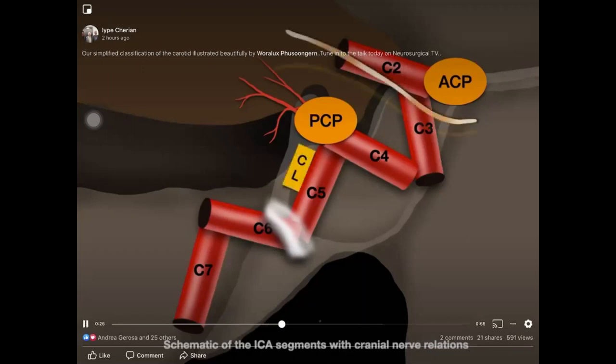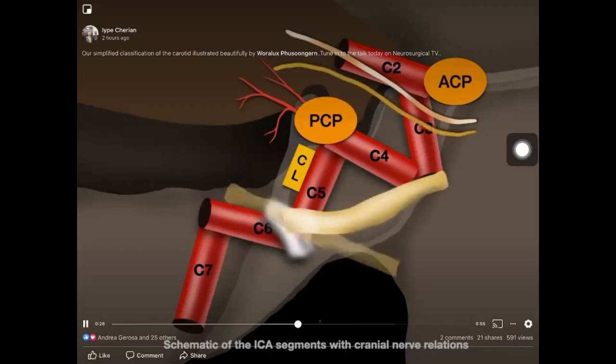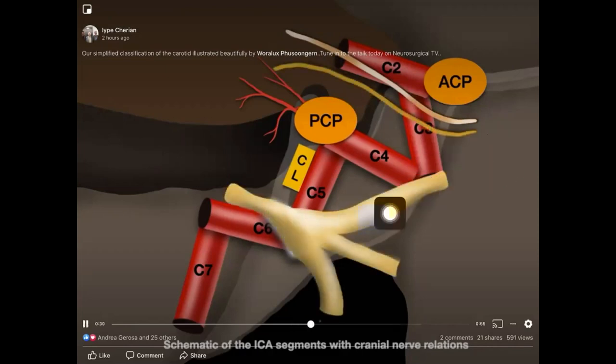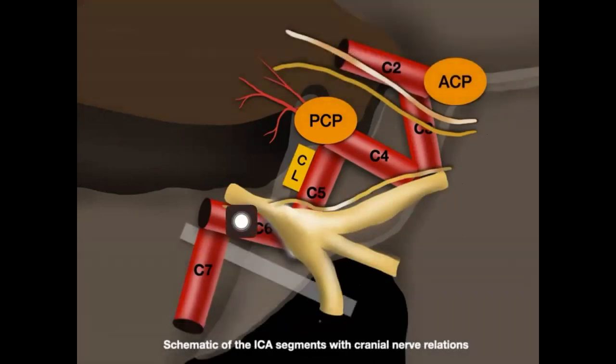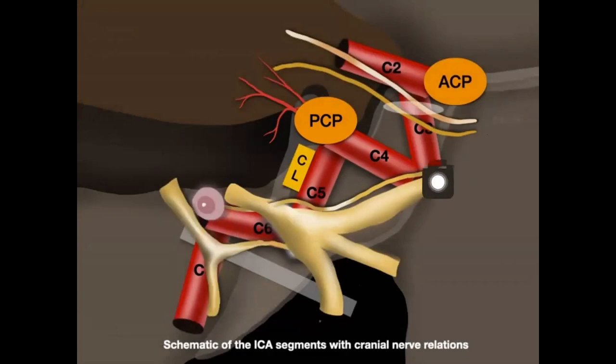So that's the PCP and the ACP. And now the nerves are coming into view. Underneath and lateral to the ACP is the superior orbital fissure, and you have the third nerve. The fourth nerve will come and actually overtake the third nerve in the superior orbital fissure. That's the third and the fourth nerve. Then you have the V1, V2, V3. And medial to the V1, you have the sixth nerve.